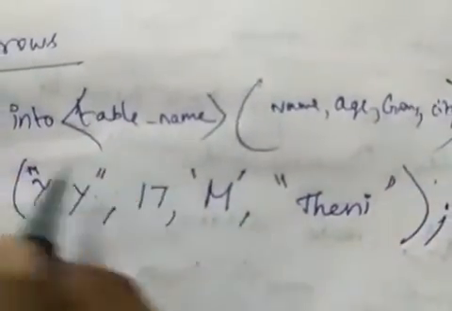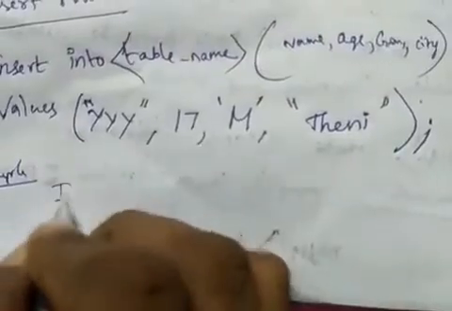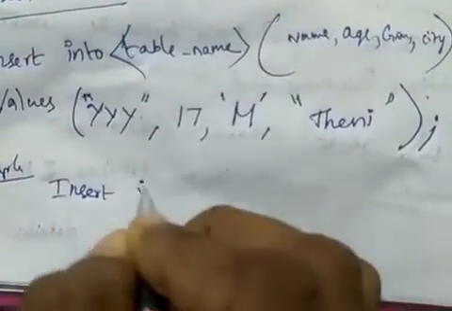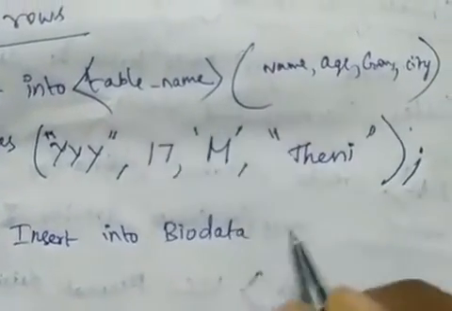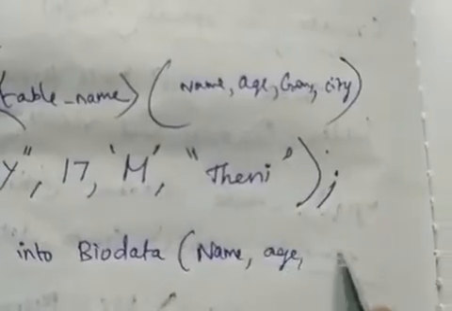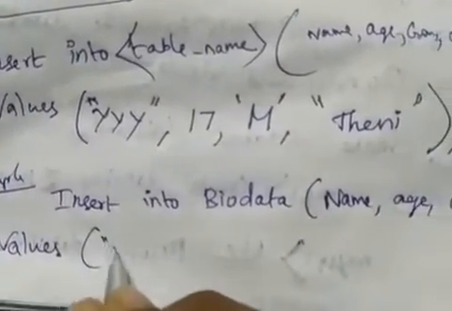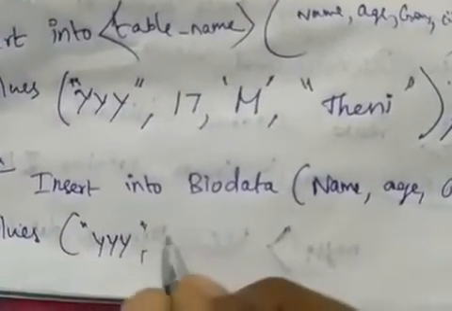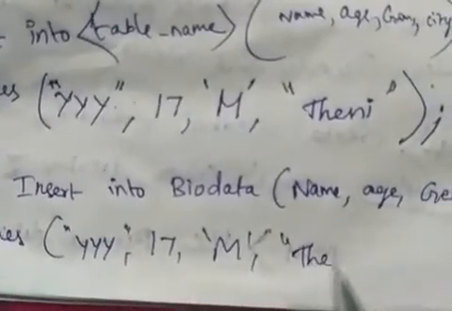So here, what is the table name? Biodata. So in our example, we are going to insert one more row. Insert into, what is the table name? Biodata. What are the columns? Name, age, gender, city. These are all the 4 columns, and the column values are YYY, 17 for age, gender is male, and then city is Theni.